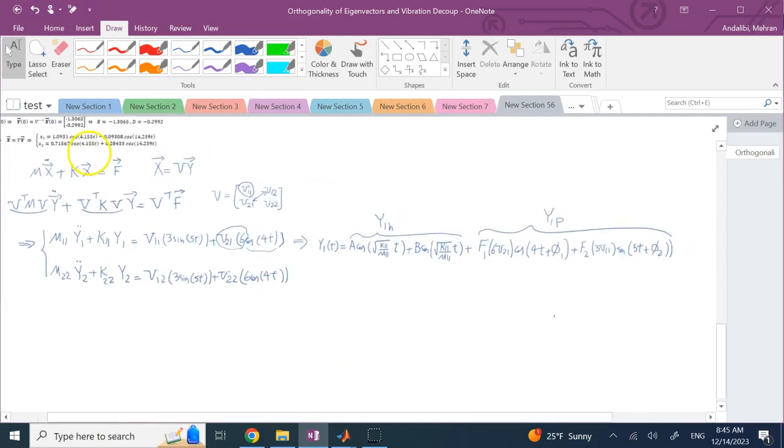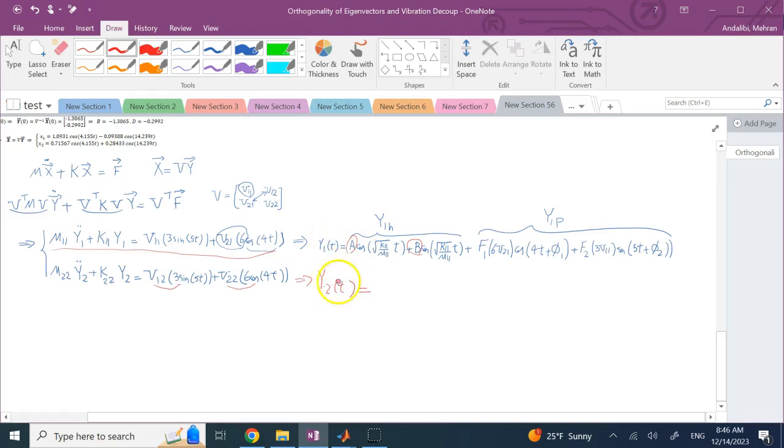You see? You find F1 and phi1, F2 and phi2 by plugging this y1p back into the governing equation and looking at the coefficients. And then A and B are to be found from initial conditions, and similarly you can find y2 in a similar manner, right? y2 is also going to have a homogeneous solution. This time it's going to be K22 over M22, and these constants are going to be C and D, and then you will have F3, phi 3, F4, and phi 4, and these are the input amplitudes.